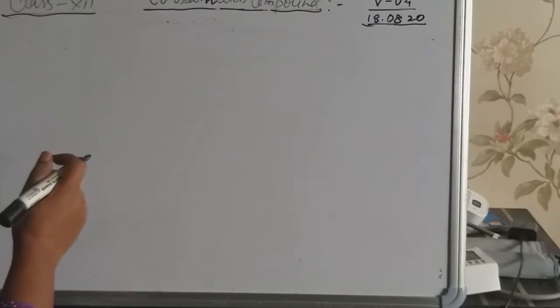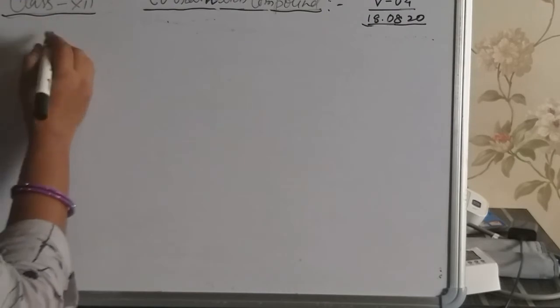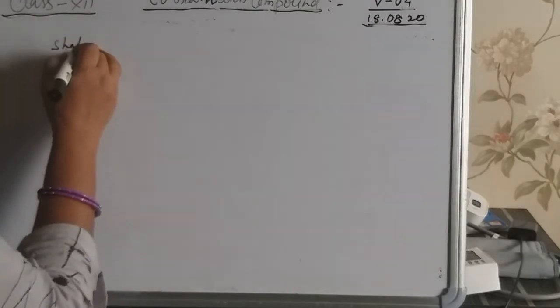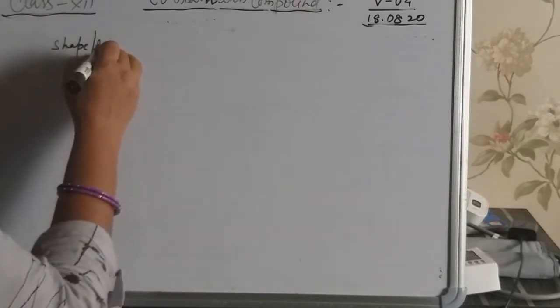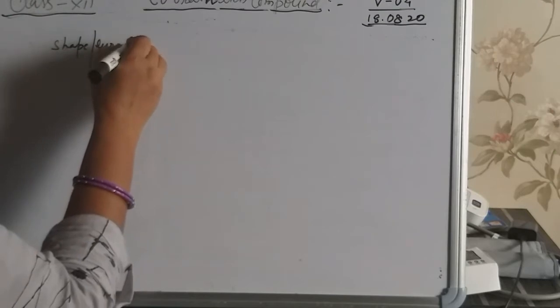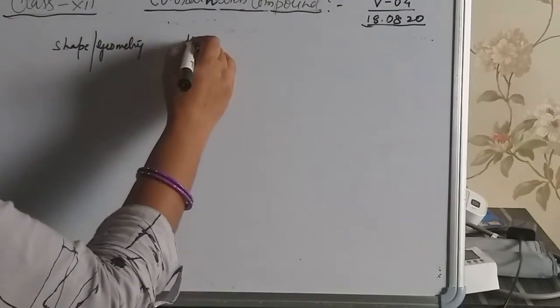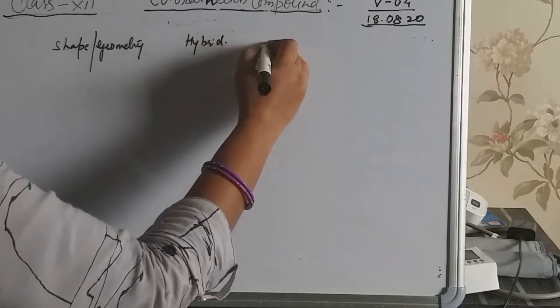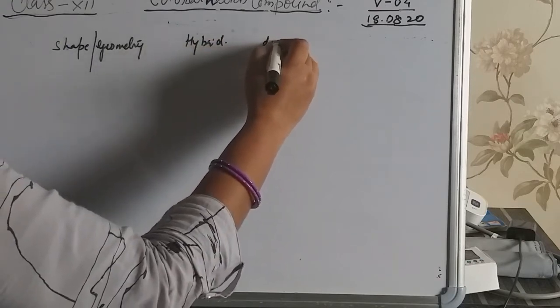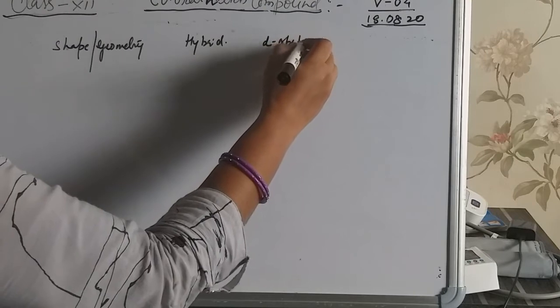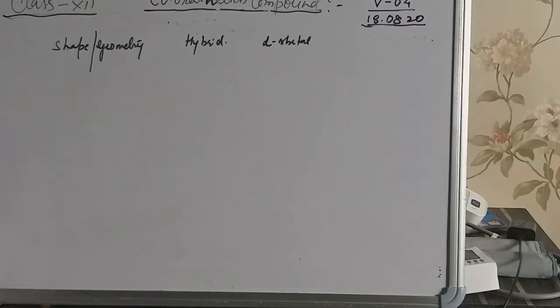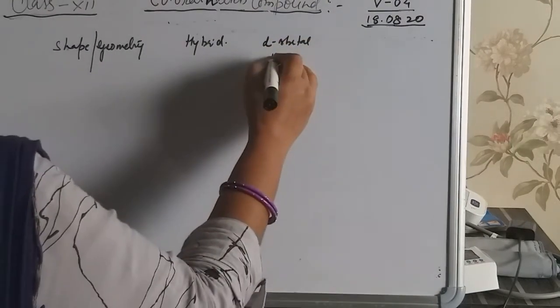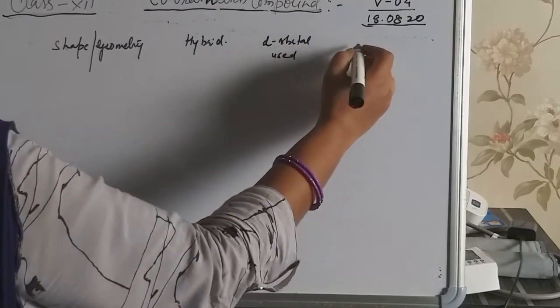Compare the shapes. At first write down the shape or geometry, then hybridization, then involvement of d orbitals used, and example.